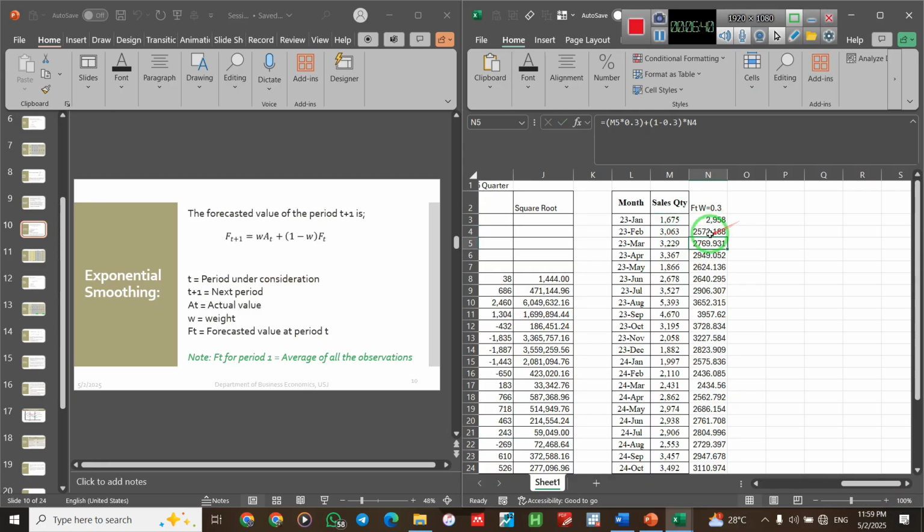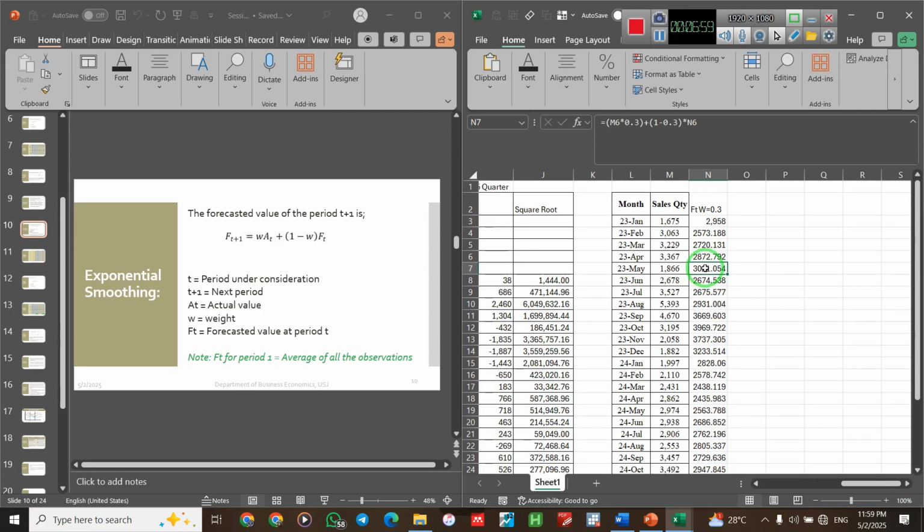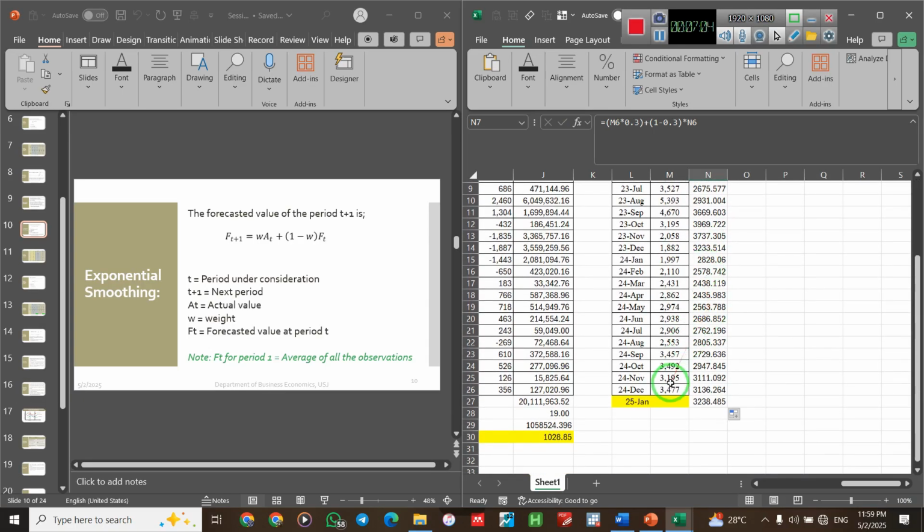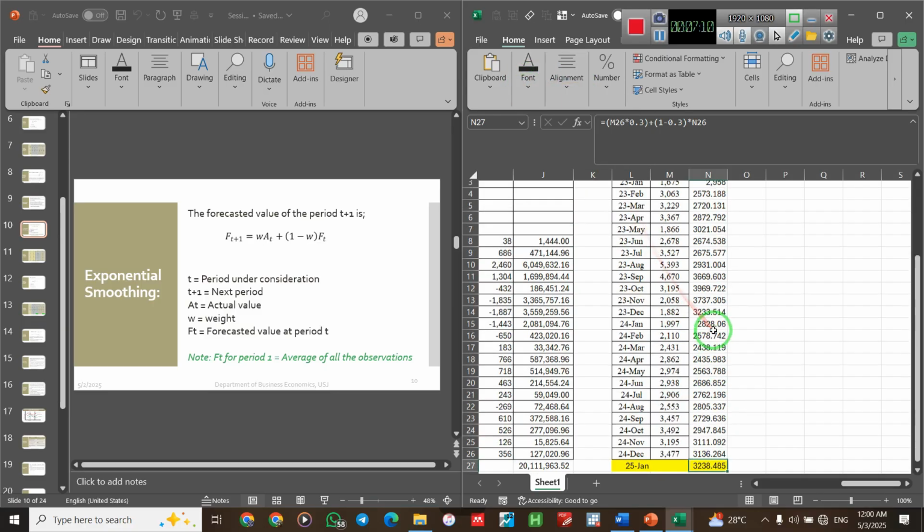Then I click enter, and after finishing you can come here and double click it from here. So the new formula will be applied to all the sales, right? So now we have forecasted the sales using 0.3 weight, right? And our forecasted sales for January 2025 is this much, right?